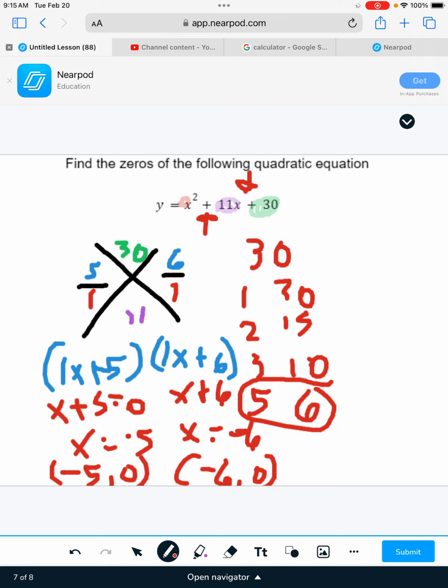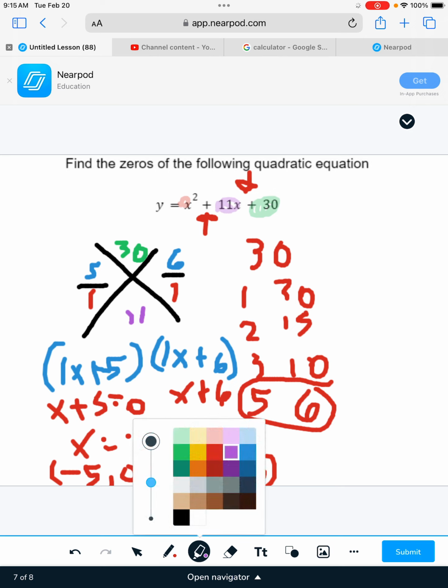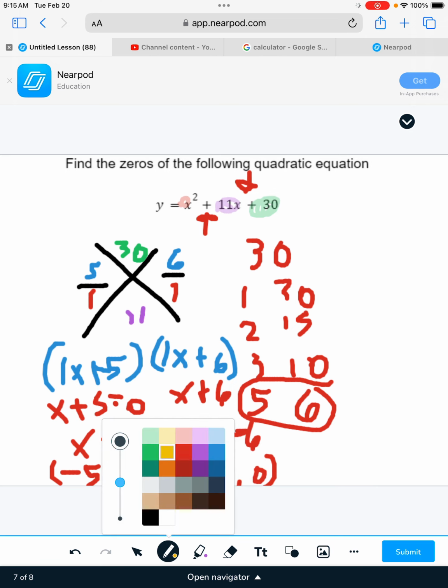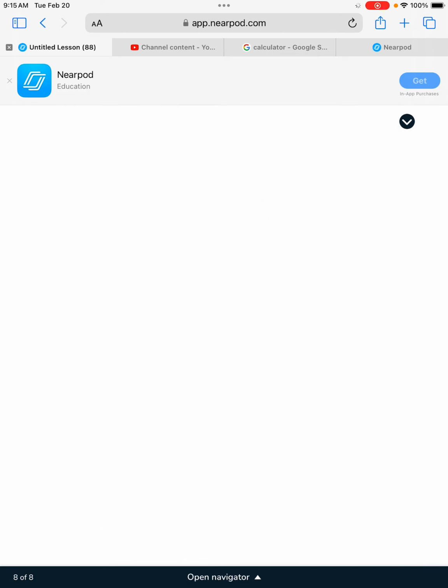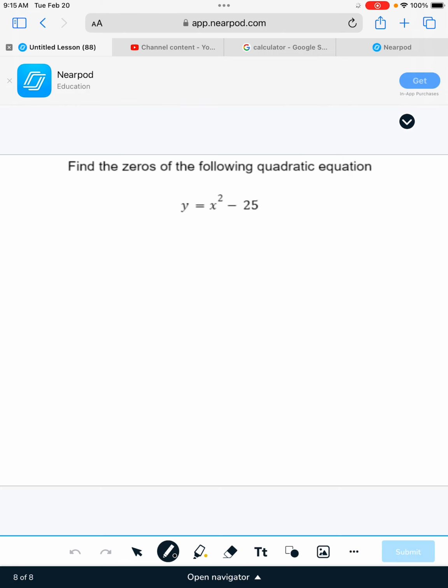There are some times that might change. For example, if this symbol right here, instead of a plus sign, had been a negative, then it would have been two numbers that would subtract to make negative 11. When that happens, then these would have been negatives in that case. So do be careful about that, because that minus there is a hint that your factors, when you factor them out like that, are going to be negatives.